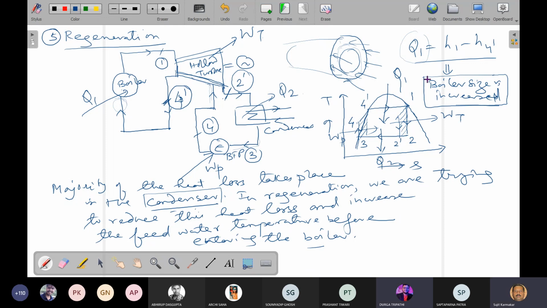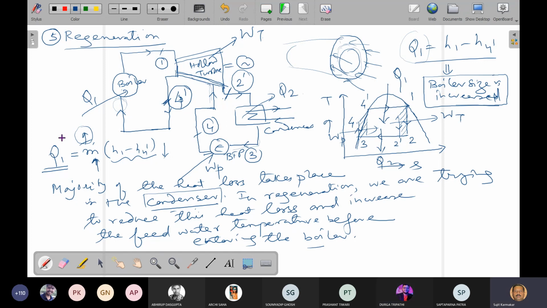Sir, actually if you really find it out, Q1, instead of kilojoule per kg, if you make it kilojoule, then it is mass flow rate times H1 minus H4 dash. So for the same Q1, because heat addition is the same, if H1 minus H4 dash is reduced, what about the M? It must be increased. Increase means more quantity of steam has to be produced. Yes, sir. You have to produce more steam. So that's why the boiler size will be more. Is it clear? Yes, sir.